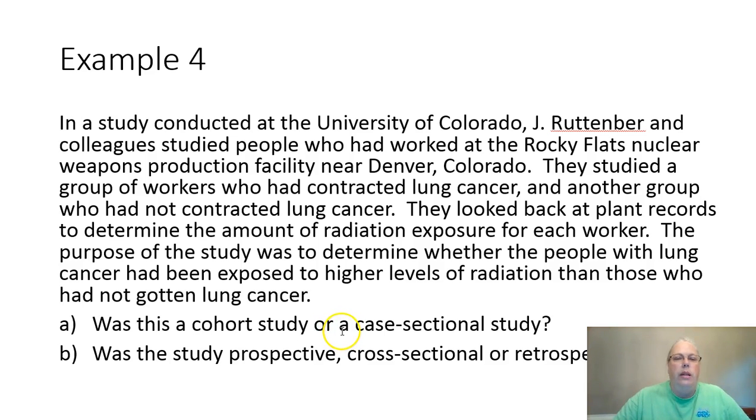Example 4. In a study conducted at the University of Colorado, J. Ruttenberg and colleagues studied people who had worked at the Rocky Flats Nuclear Weapons Production Facility near Denver, Colorado. They studied a group of workers who had contracted lung cancer and another group who had not. They looked back at plant records to determine the amount of radiation exposure for each worker. The purpose of the study was to determine whether the people with lung cancer had been exposed to higher levels of radiation than those who had not gotten lung cancer. A. Was this a cohort study or a case-control study?